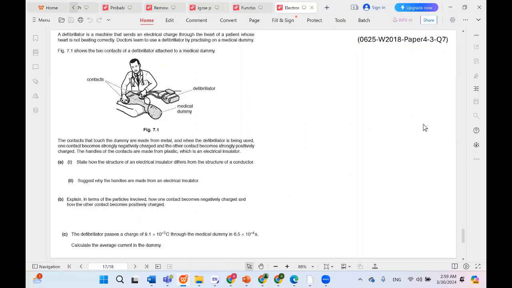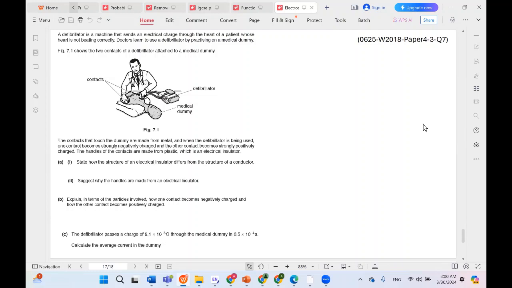A defibrillator is a machine that sends an electrical charge through the heart of a patient whose heart is not beating correctly. Doctors learn to use a defibrillator by practicing on a medical dummy. The figure shows the two contacts of a defibrillator attached to a medical dummy. The contacts that touch the dummy are made from metal, and when the defibrillator is being used, one contact becomes strongly negatively charged, and the other contact becomes strongly positively charged. The handles of the contacts are made from plastic, which is an electrical insulator.